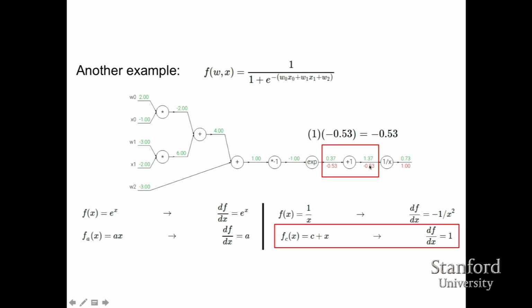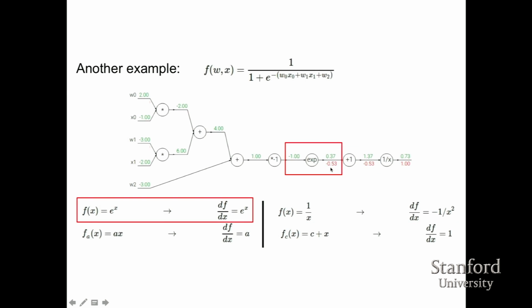Now we move to the next node. So this node, here we just sum up a constant with a value x. And so the derivative of that is just 1. So we use the chain rule and multiply these two elements, the error signal or gradient signal from the top as it moves through this element of the circuit, which is just minus 0.53 times 1. So we get, again, minus 0.53.